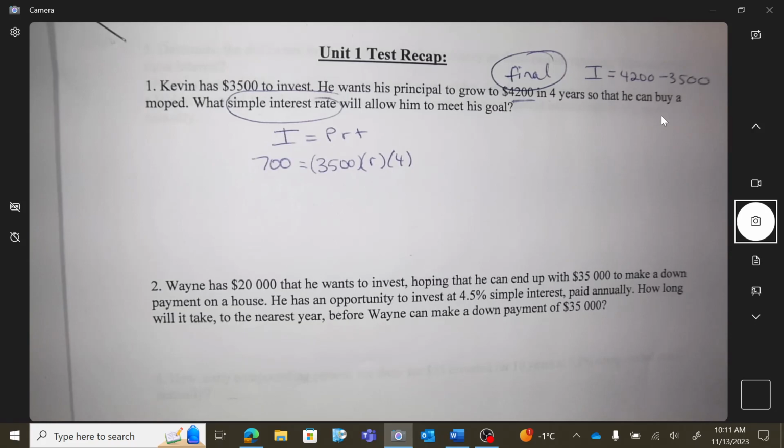FYI, if I give you a question and it says 6 months, what do you replace time with? 0.5, because it's always in years. So I get that a lot. If I say 6 months, people put in a 6. That's not what you're doing. Okay, you have to make sure it's in years.